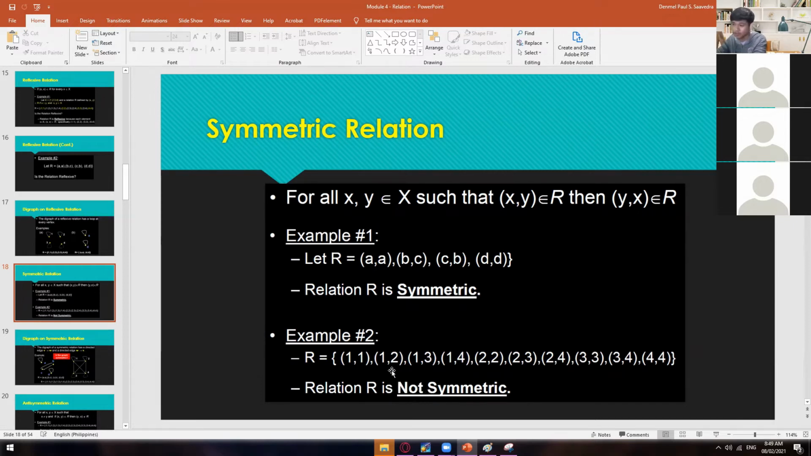Okay. If there is one ordered pair that wasn't able to follow this rule or condition, then that one is not symmetric anymore. So you could say that this one is an anti-symmetric relation already. So one ordered pair is already enough. You don't need to check everything.